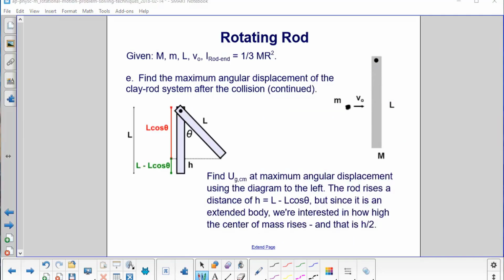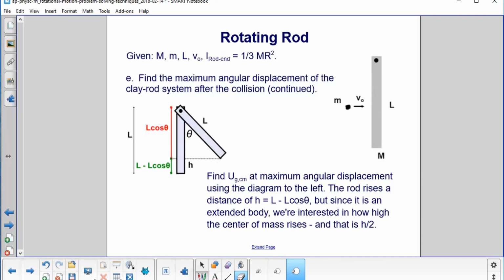Doing a bit of geometry and trigonometry here, we have this length L, the rod rotates up theta, and we can draw a triangle right here which shows that that piece is L cosine theta. Now the total length of the rod, of course, is L, so this little piece here, which is how much the rod goes up, is L minus L cosine theta. So please review that.